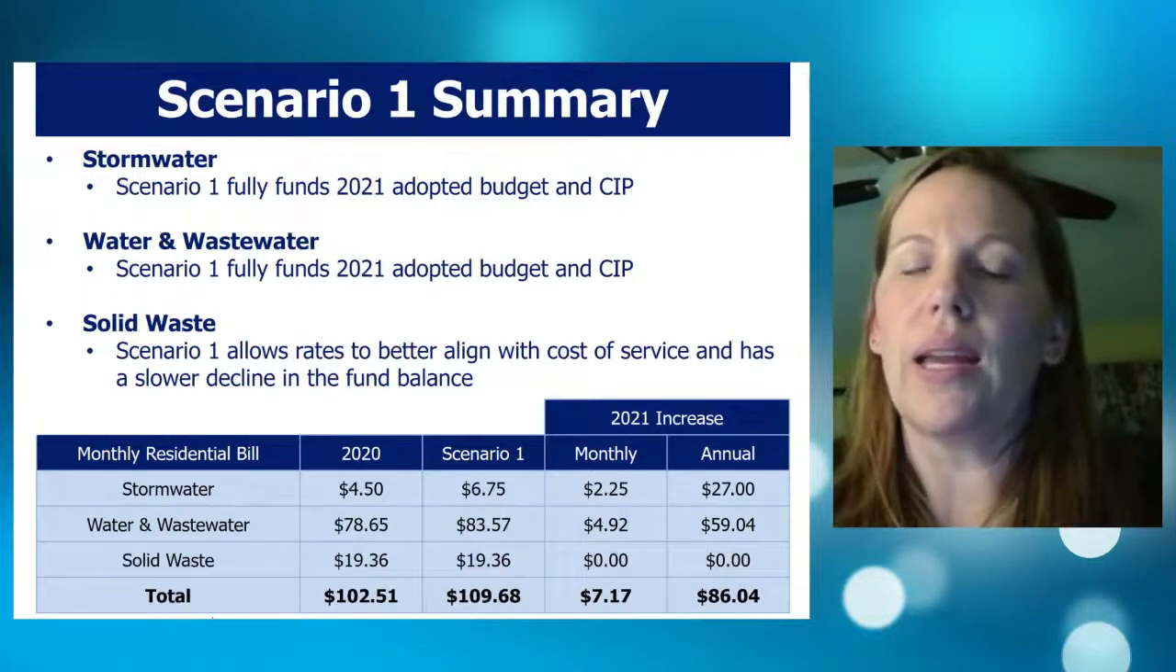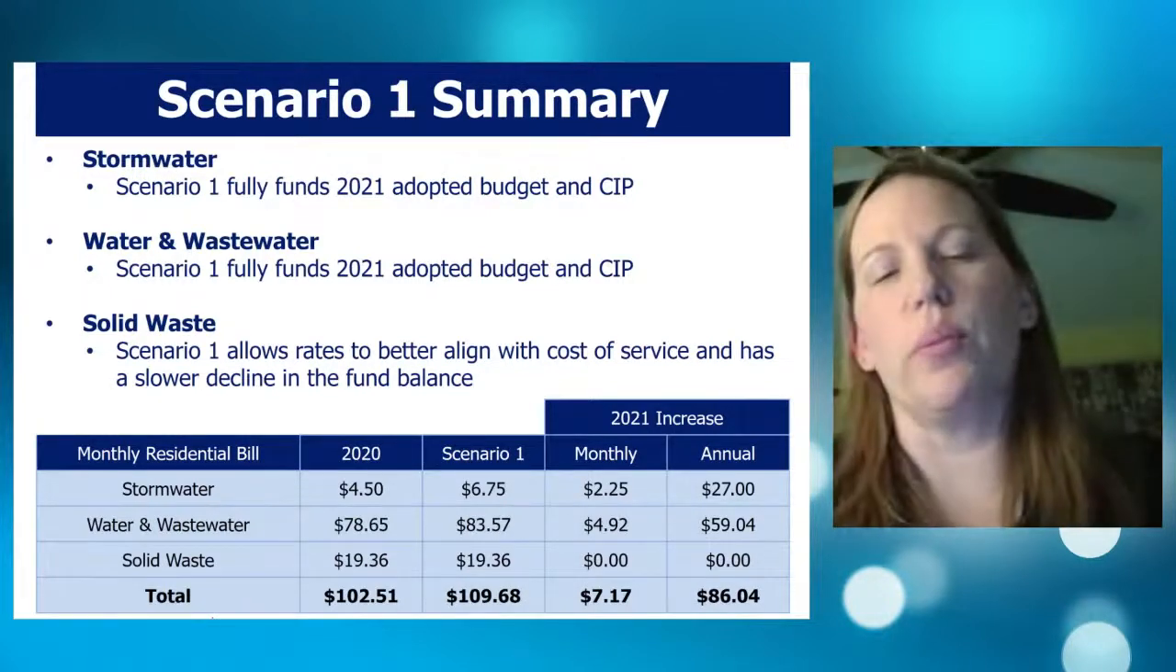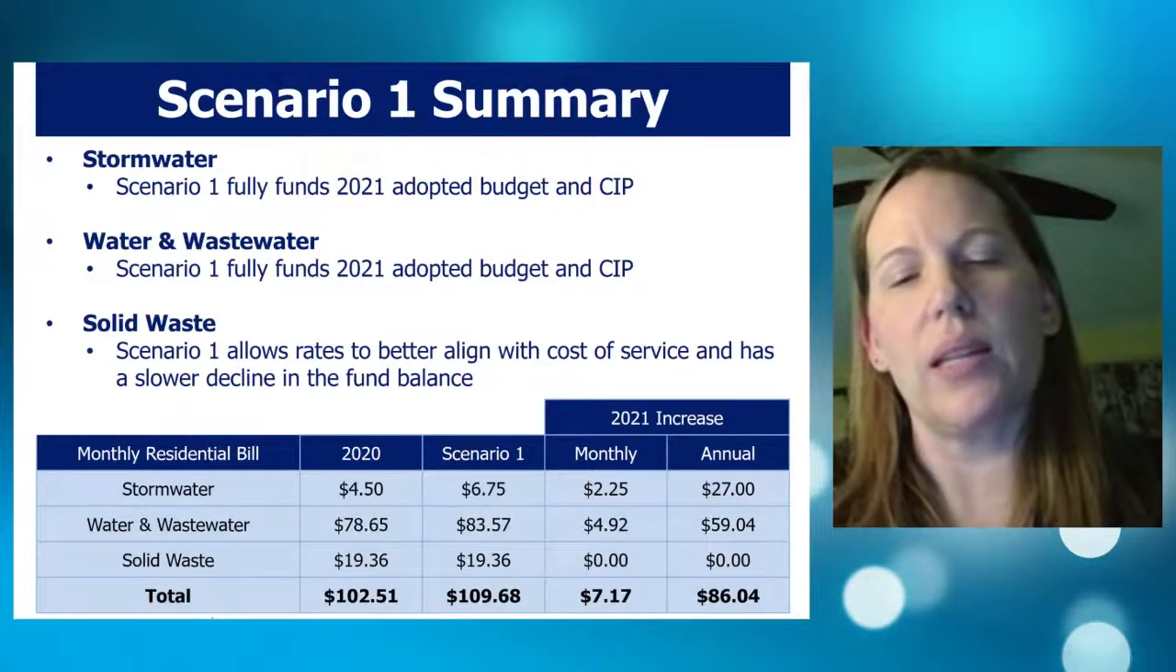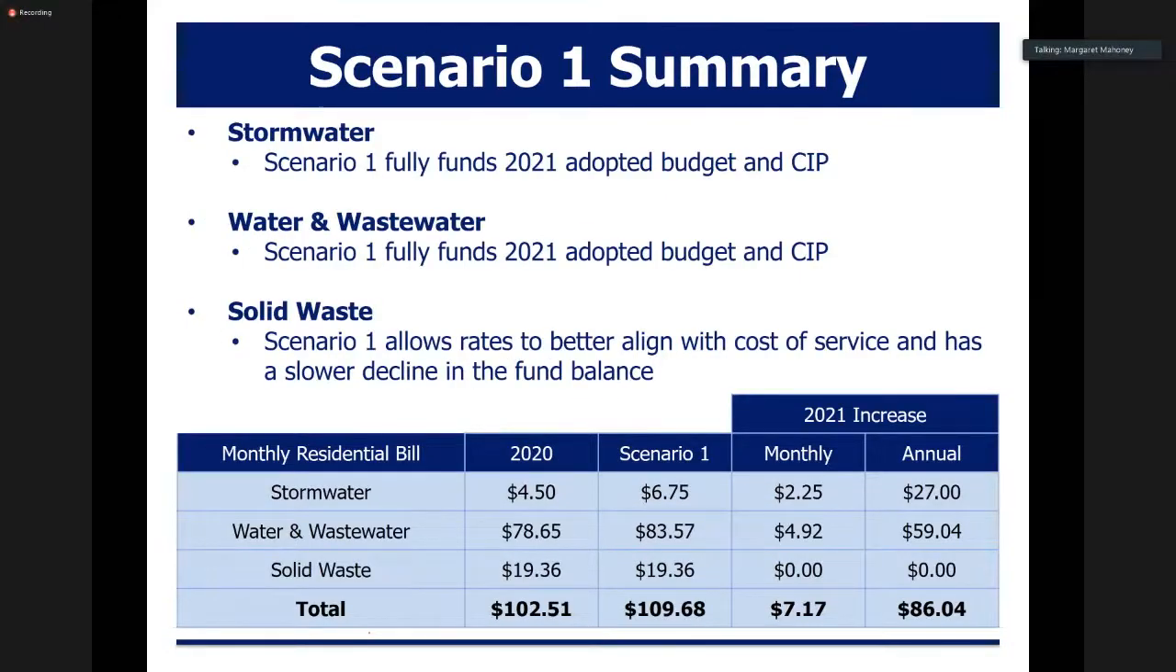So your bottom line is, if your bill in 2020 is $102.51, that could go up to $109.68 in scenario one. One way to look at that is a $7.17 monthly increase or an annual increase of $86.04.